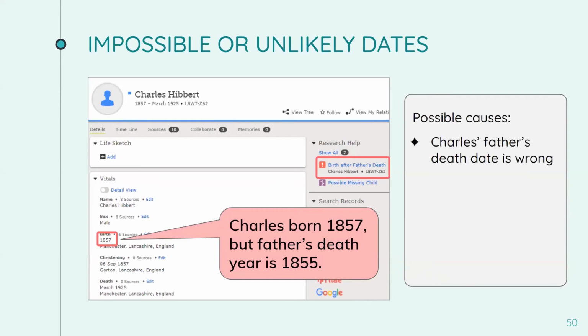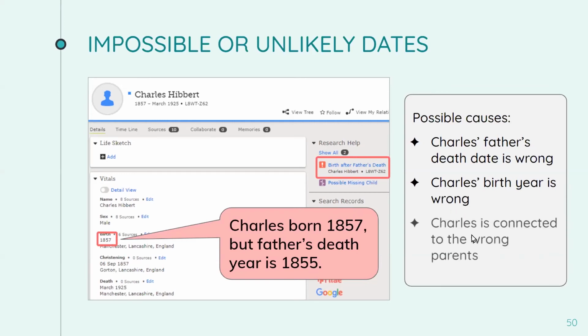One is that, as we said, Charles' father's death date could indeed be wrong, but Charles' birth year could be wrong. What if the person was maybe typing off an image and they meant to type 52, but they actually typed 57? So the problem isn't the dad's death year. The problem is the typo in the birth year. So that's another possibility. Another possibility is that Charles might be connected to the wrong parents.